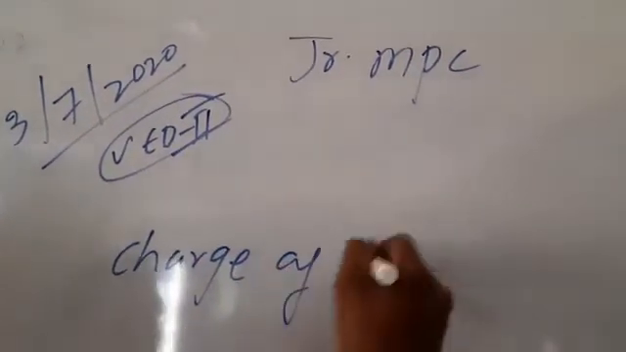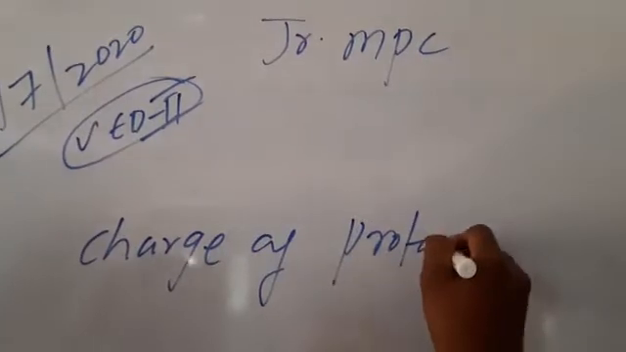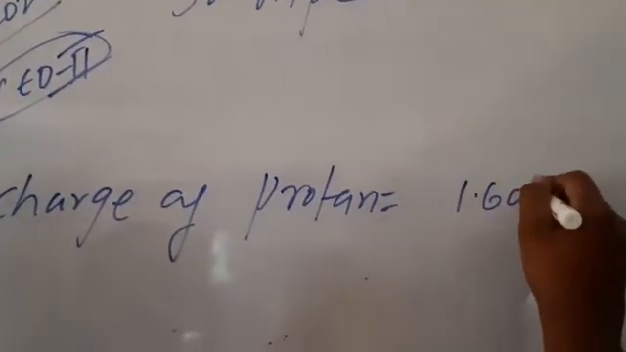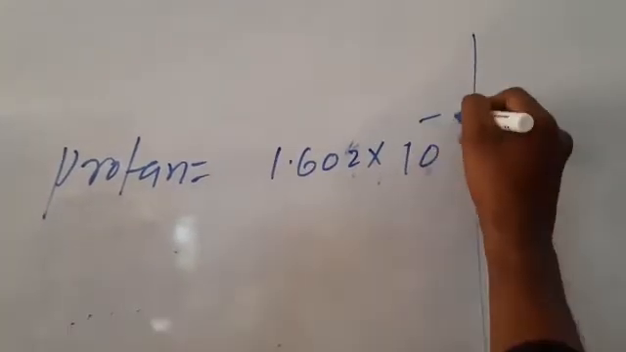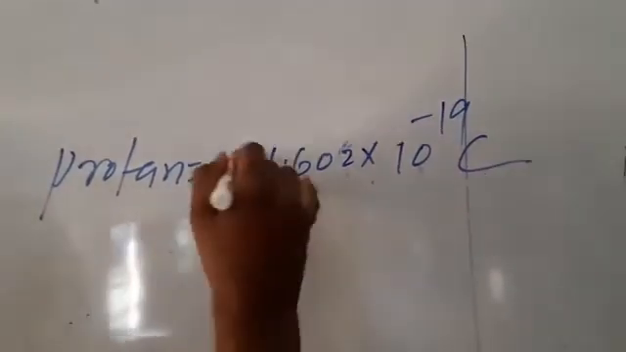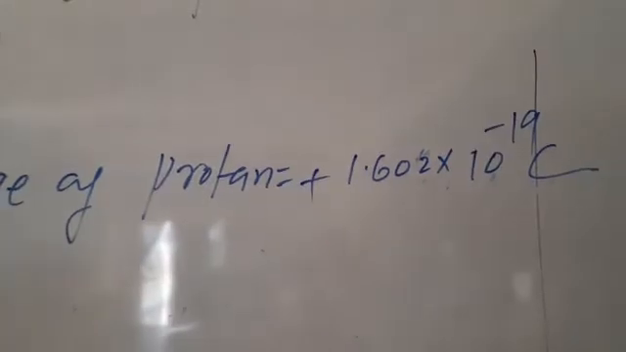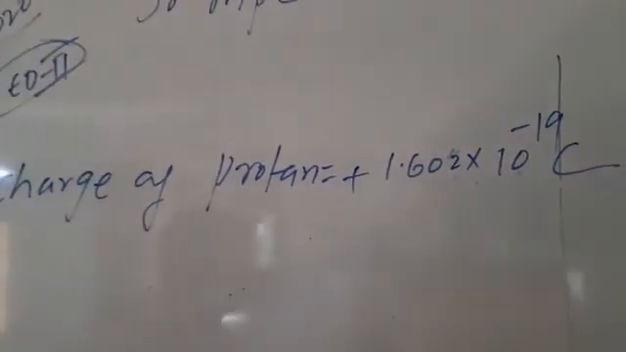So the charge of a proton is equal to 1.602 × 10^-19 coulombs, but with a positive charge. It is equal to the charge of an electron, but the sign is different.